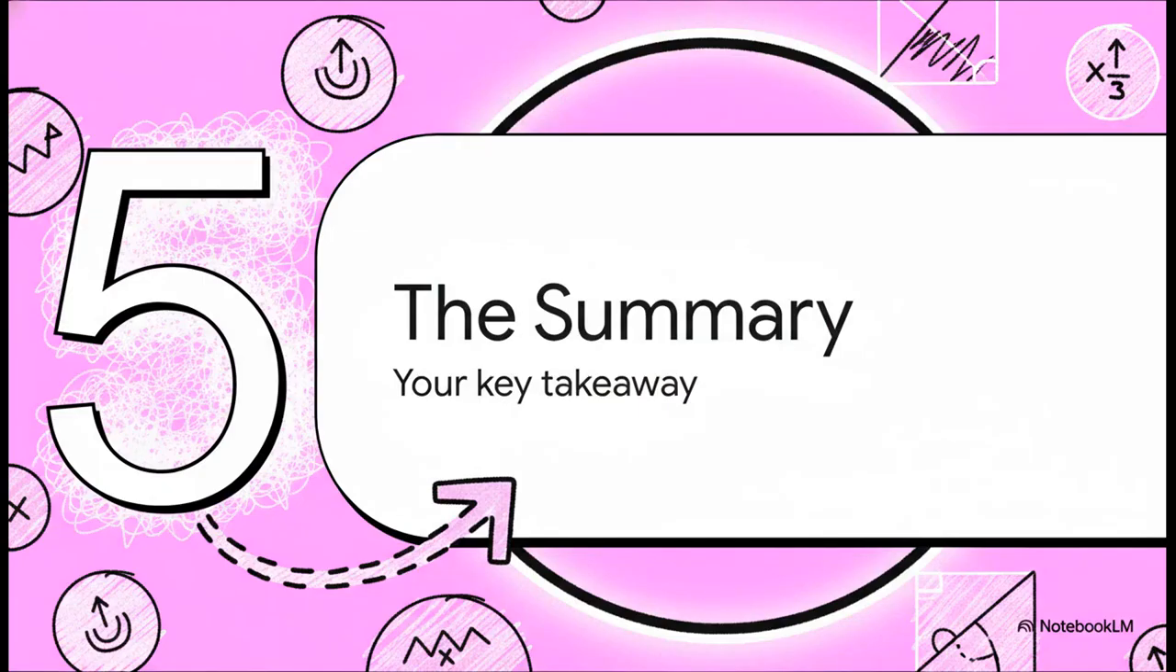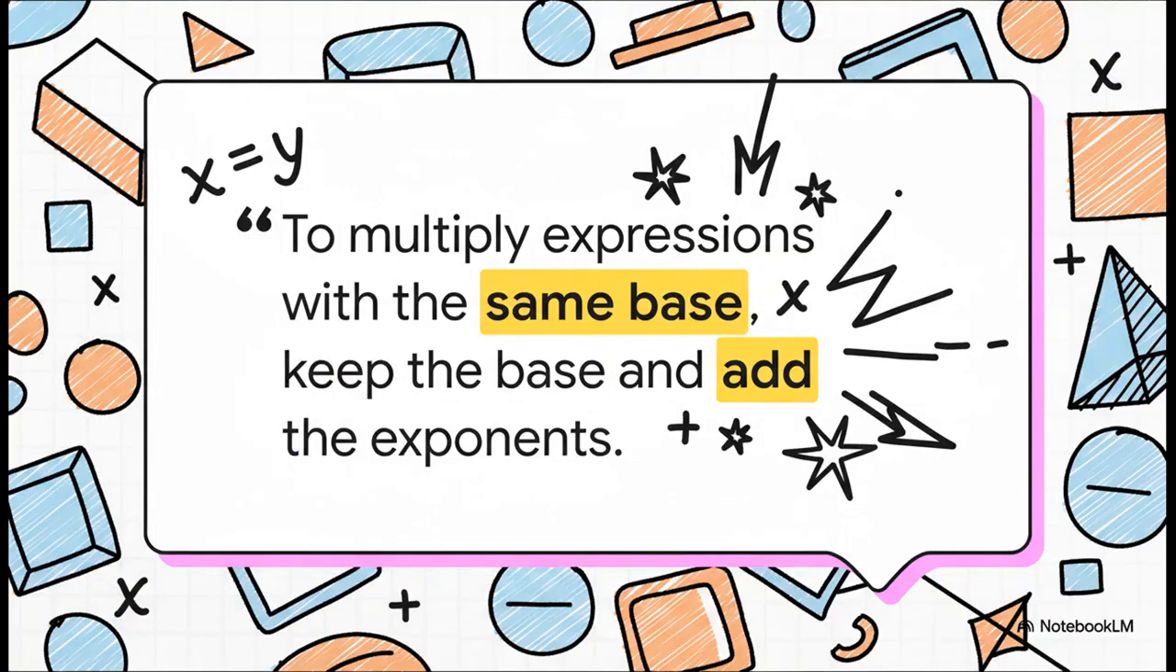You know, we've gone through a few things, but it all really comes down to one simple, powerful idea. So if you're taking notes and you only write down one thing today, this next part should be it. And here it is, the whole thing in a nutshell. To multiply expressions with the same base, you keep the base and you add the exponents. That's it. That's the rule. It's the key that's going to unlock so much for you in algebra.